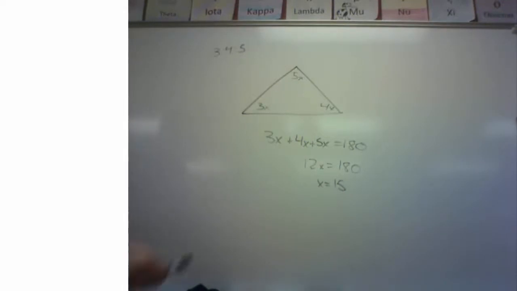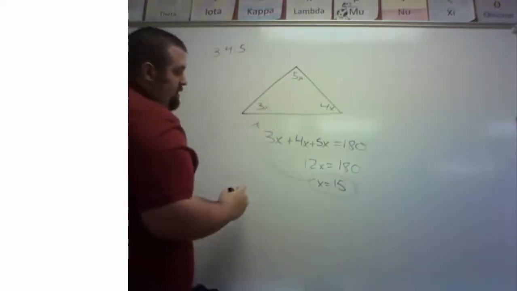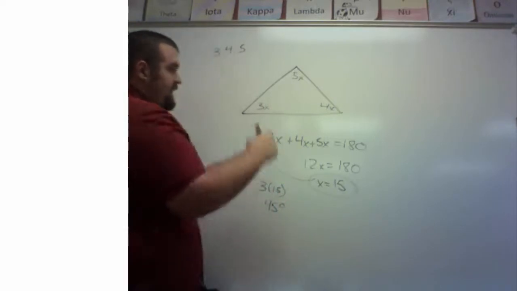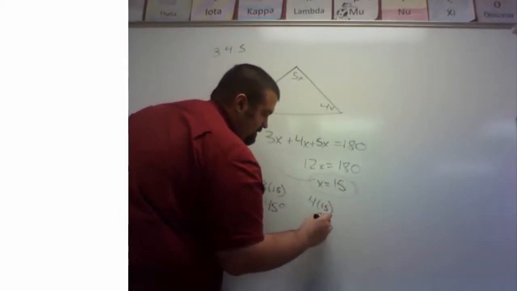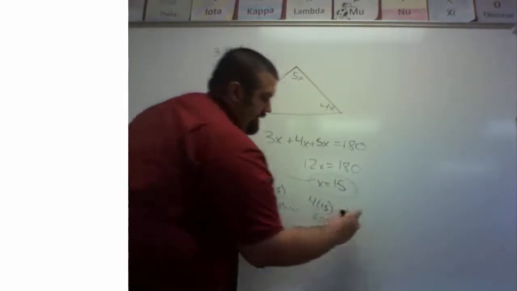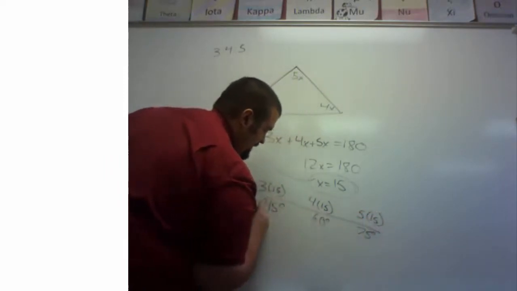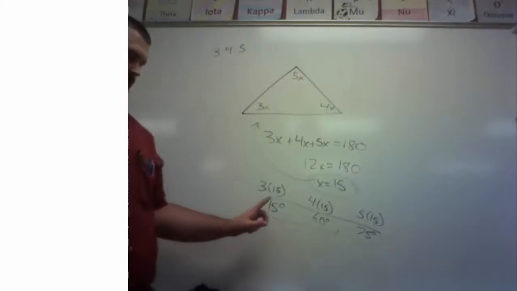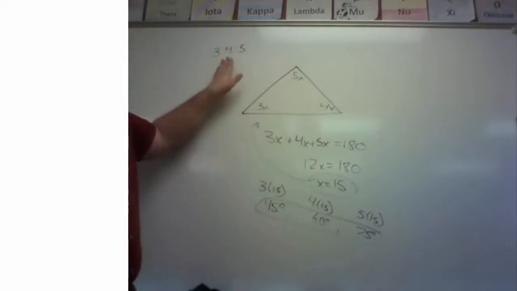But that's not what I was looking for. It asked me, what is the measure of the angles? Well, the measure of each angle is what I get if I take this 15 and plug it back in. So, one of my angles is 3 times 15, or 45 degrees. Another one of my angles is 4 times 15, or 60 degrees. And my last angle will be 5 times 15, or 75 degrees. Those are the three angles of my triangle. And they do have the ratio of 3 to 4 to 5. And that's where I got away with putting 3x to 4x to 5x when the total was only 3 to 4 to 5.